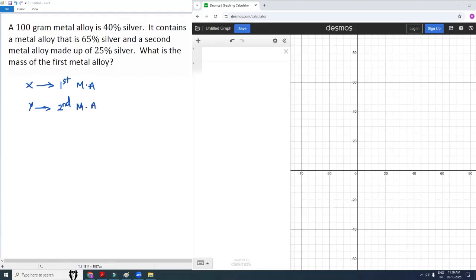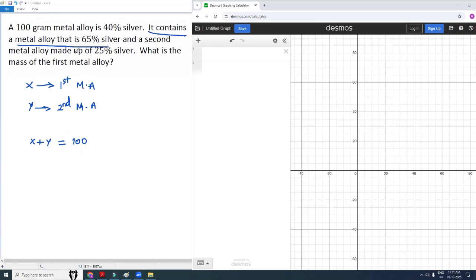Here when I add the mass of the first metal alloy and the mass of the second metal alloy, that is X + Y, it must be equal to the mass of the given metal alloy, that is 100 grams. So X + Y = 100. Here I got a linear equation in terms of the two variables X and Y. Now let's consider the information we have over here.